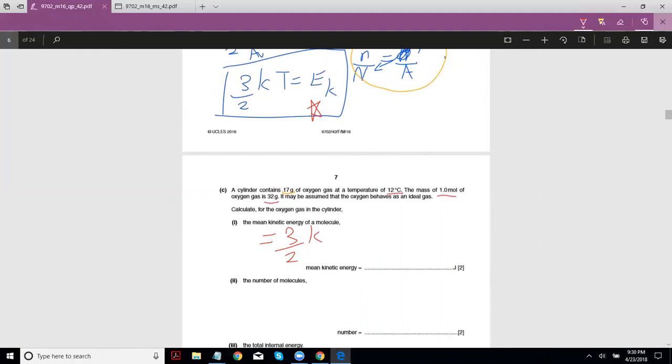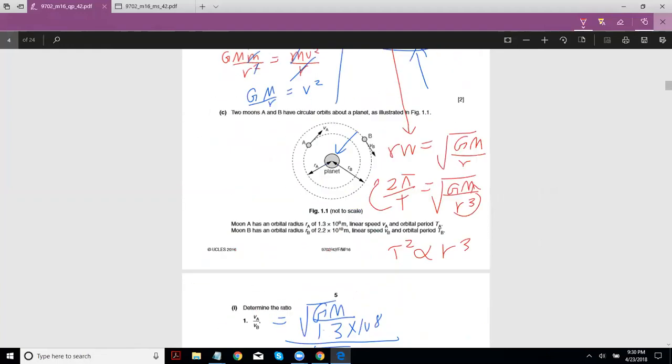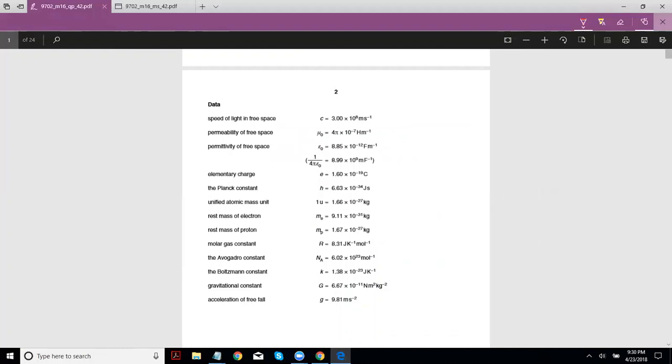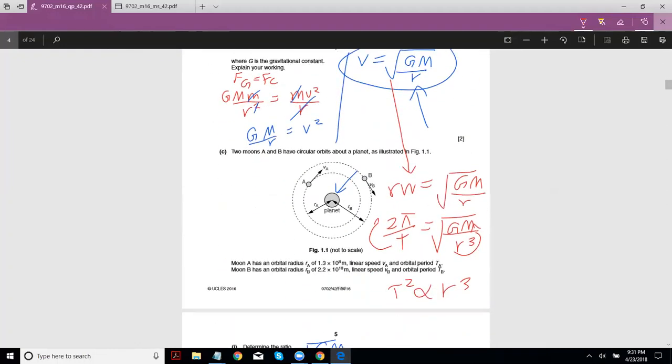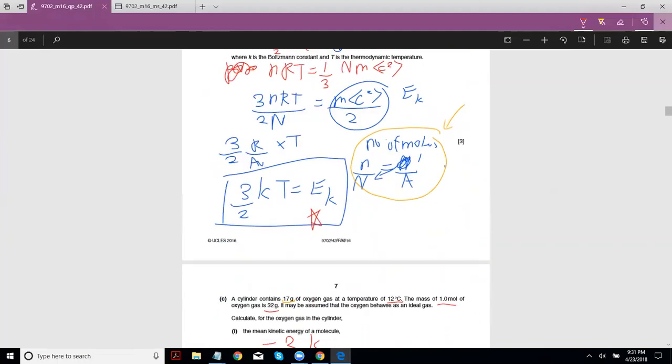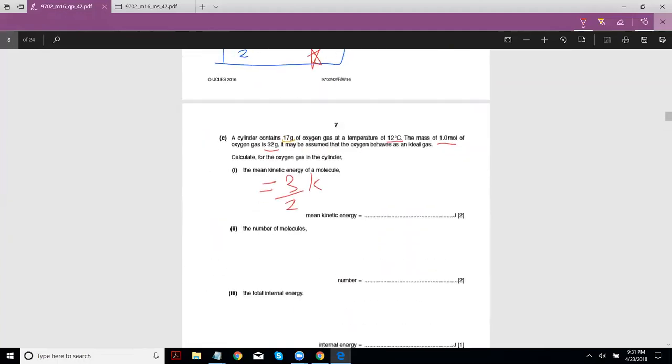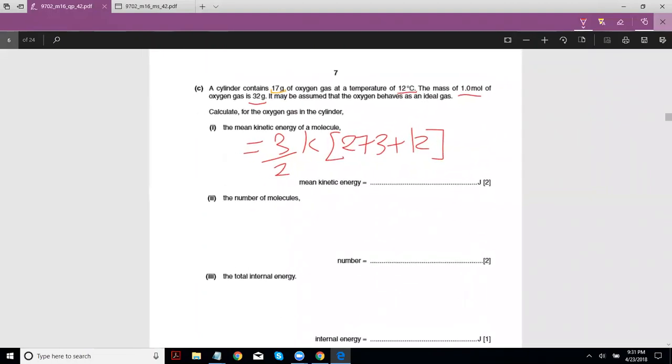k is a constant that you can pick from the starting of the booklet. Where is k? Yeah, the Boltzmann constant. It will be given in the paper, no tension. Temperature is in Kelvin, correct? So you add 273 plus 12 to convert it into Kelvin, and you multiply and you get the mean kinetic energy of a molecule.